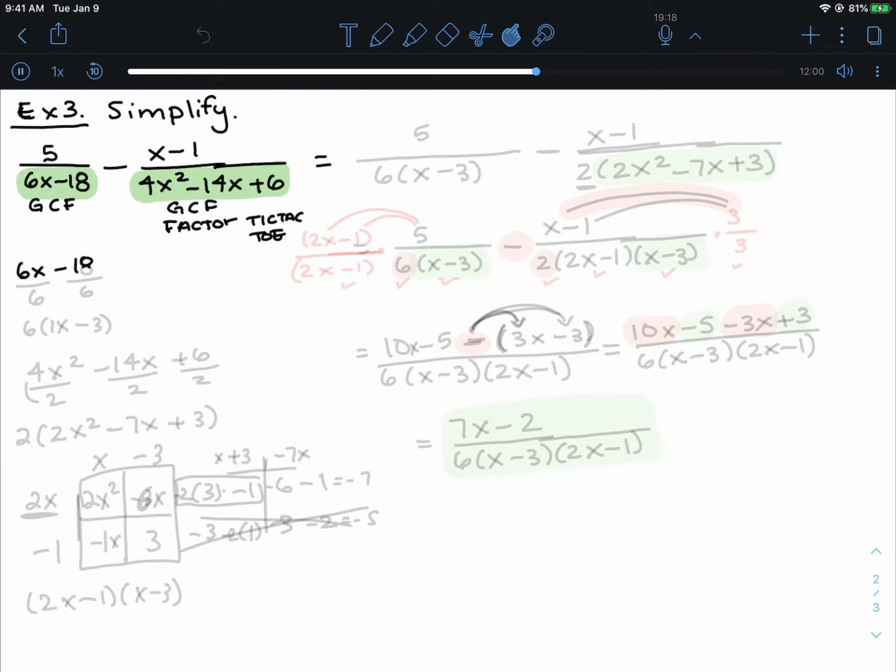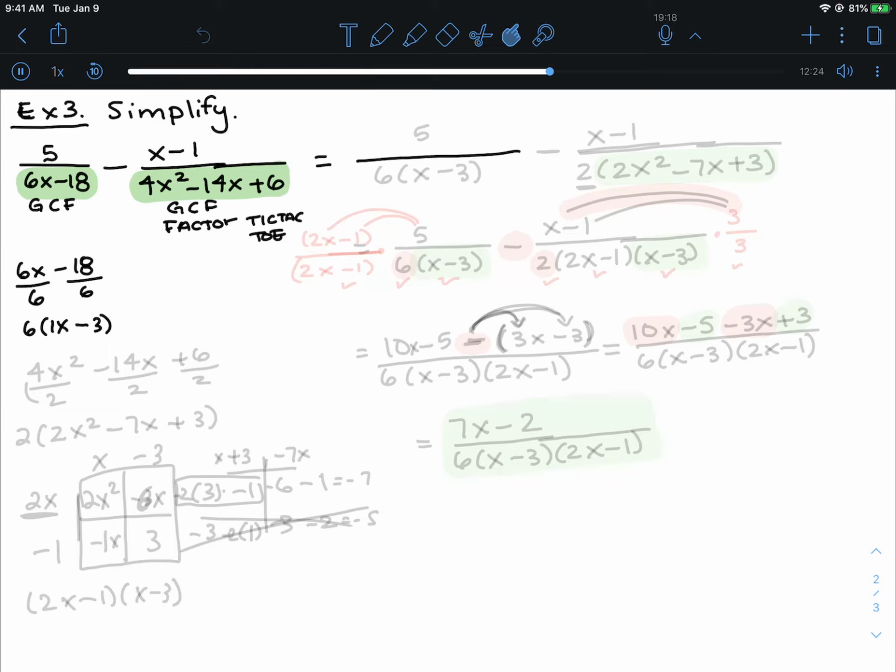6x minus 18, they have a greatest common factor of 6. Right? Because 6 is divisible by 6 and 18 is divisible by 6. So remember, whatever you take out, you put outside in parentheses. So 6 divided by 6 is just going to be 1x. And then 18 divided by 6, well, that's going to be 3. So you're going to end up with 6 times x minus 3.